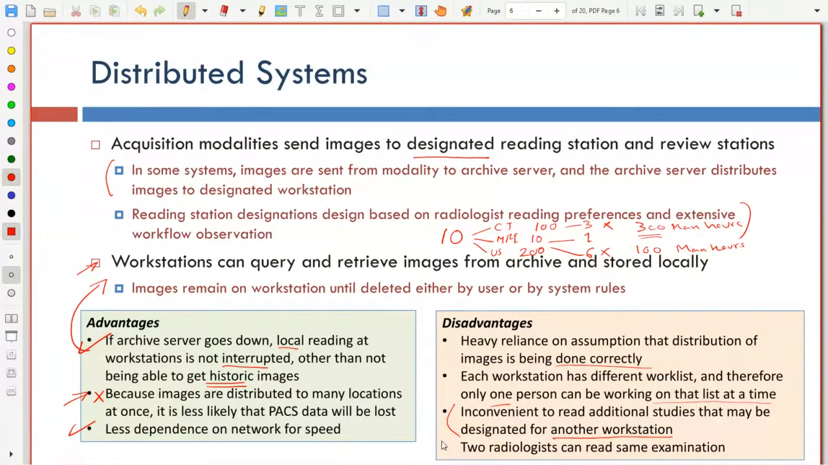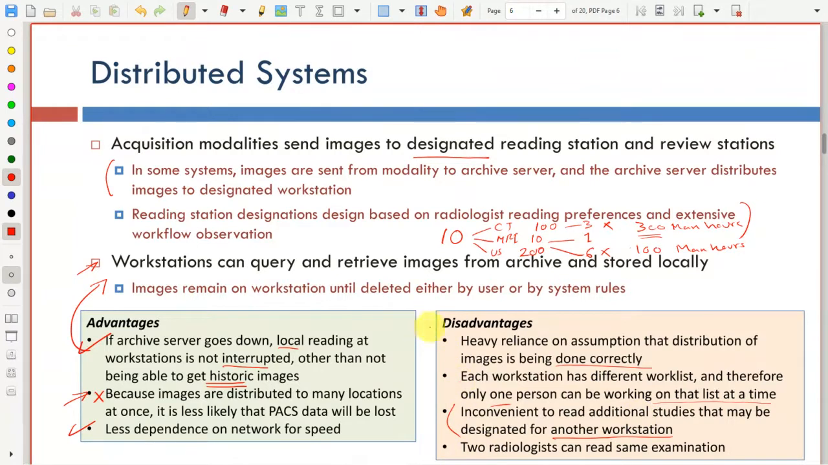Images coming from the ultrasound system are designated for workstation 8. He cannot access the ultrasound system from workstation 1. So he has to physically go to workstation 8 after he finishes the CT diagnosis in workstation 1, so that he can look at the ultrasound image. He cannot look at both at the same time, which is a problem. Sometimes it can be a problem. So this is definitely something that is disadvantageous here.